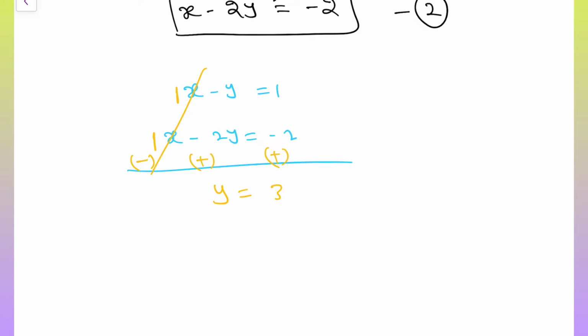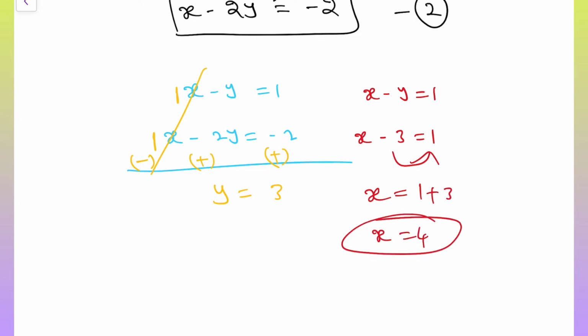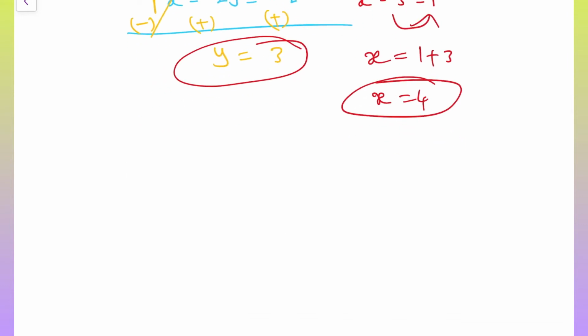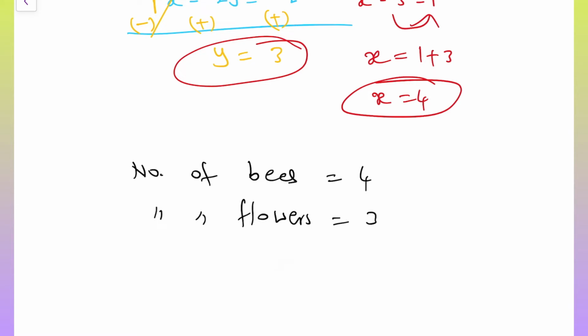Now this y value we need to substitute in any one of the equations so that we will get the x value. I am taking the first equation, x minus y equals 1. x minus y value is 3, that is equal to 1. Minus 3 I am taking to the right side, so it will become plus 3. x is equal to 1 plus 3, that is x equals 4. So the x value is 4 and the y value is 3. What we took in the beginning as x, we took as bees, so the number of bees is 4, and the number of flowers is 3. So 4 bees and 3 flowers.